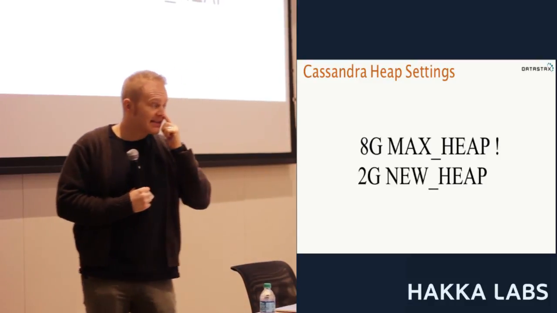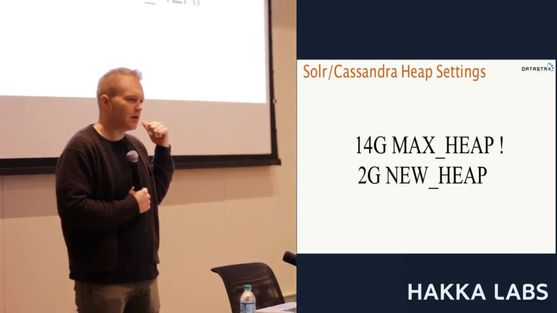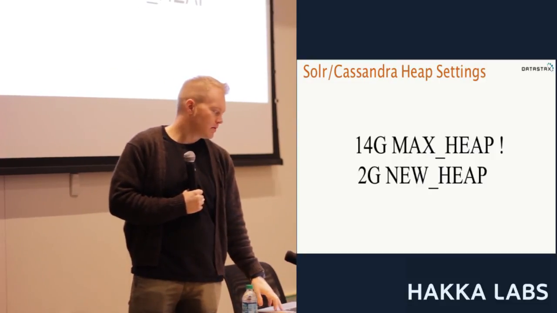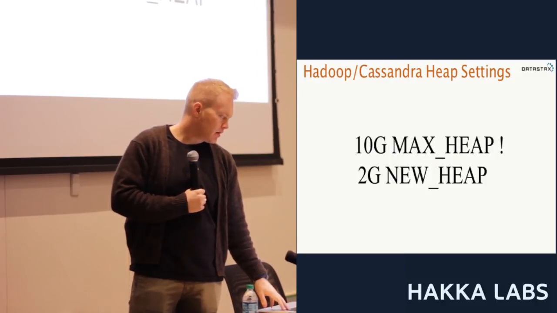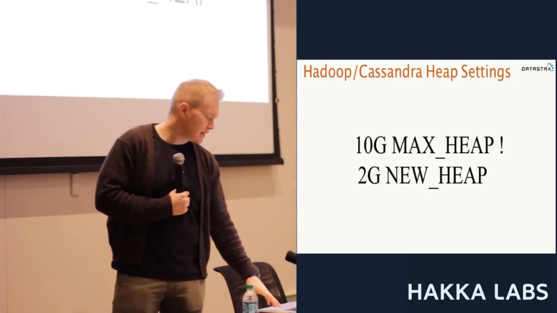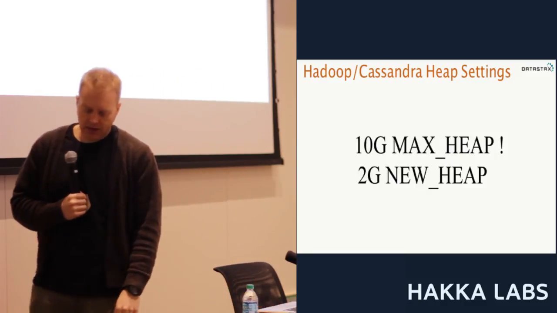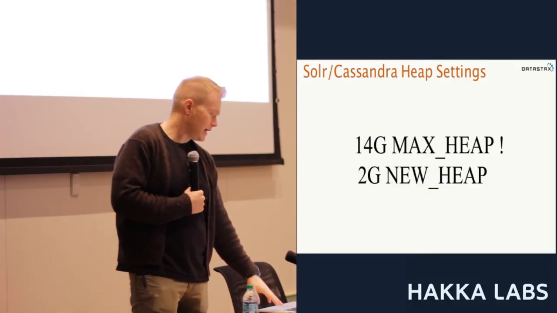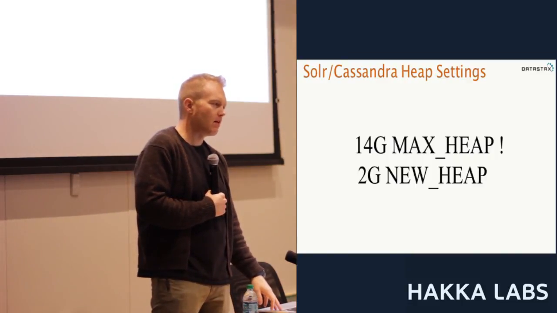You want to set that to 2 gigs. And then if you're a DSE customer, 14 gigs for max heap, 2 gigs for the new heap. And then for Hadoop, it's going to be 10 gigs new heap. The reason why is that in DSE, Solr and Cassandra occupy the same JVM. So in reality, you have 2 or 3 applications running within the same JVM, so memory consumption is going to go up. So you just want to have enough for the overhead.